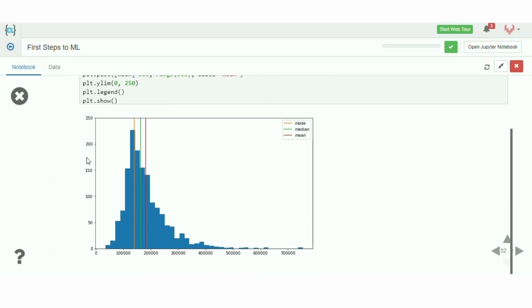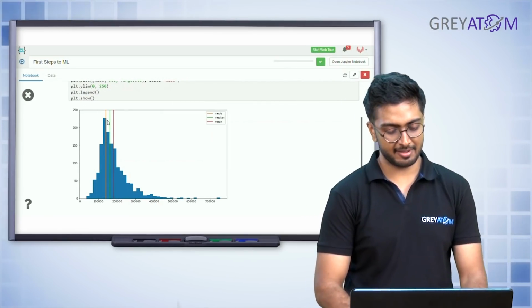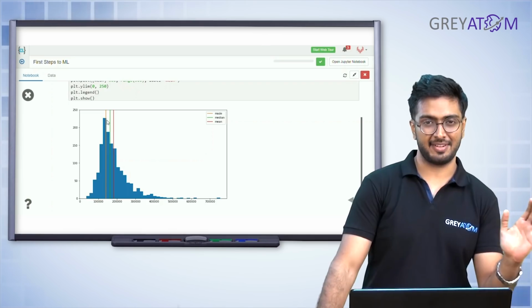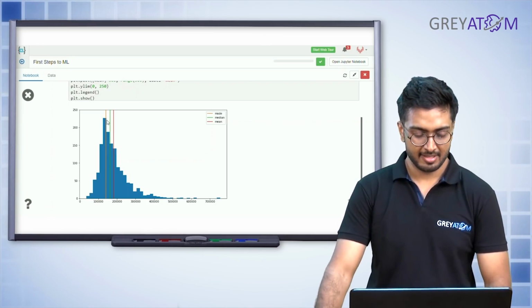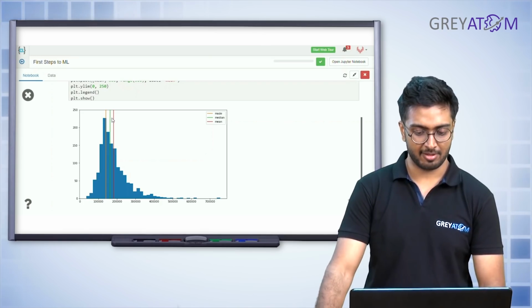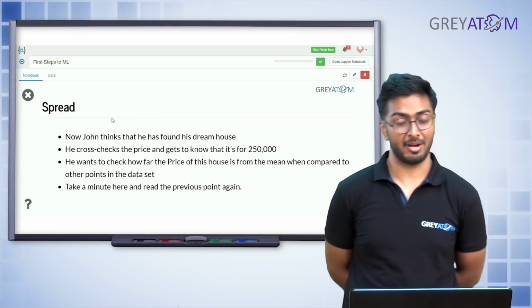So in case it has a long right tail, what we are expecting to see here is that the mode is towards the left extreme, then we have the median, and then we have the mean, right? Those are the three lines that we have plotted here. Now John thinks that he has found his dream house, right?